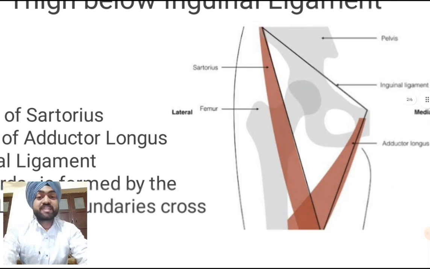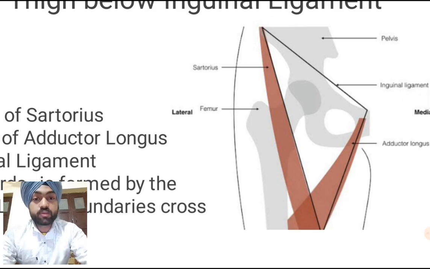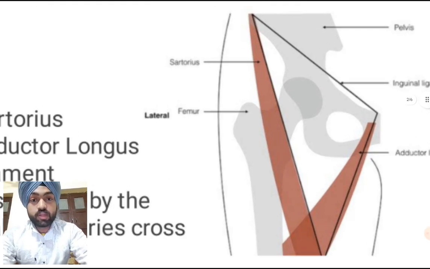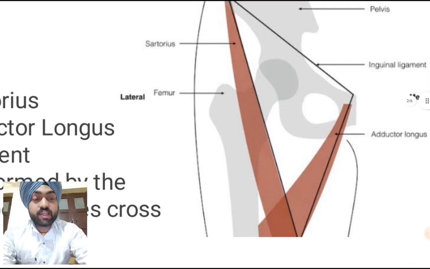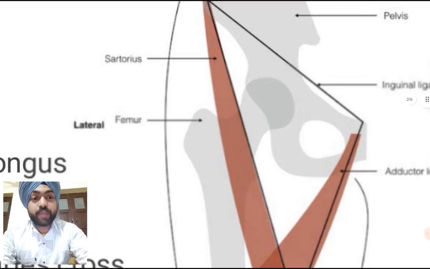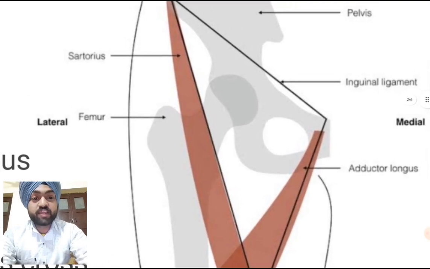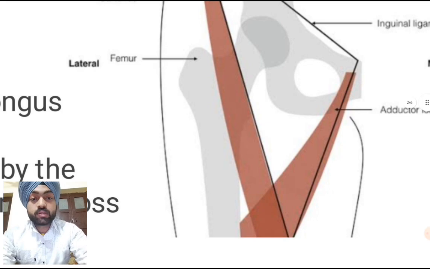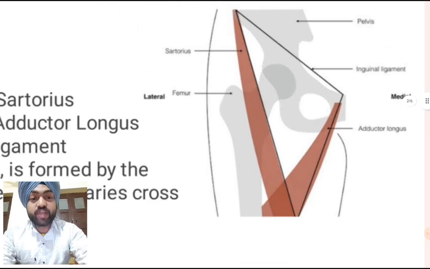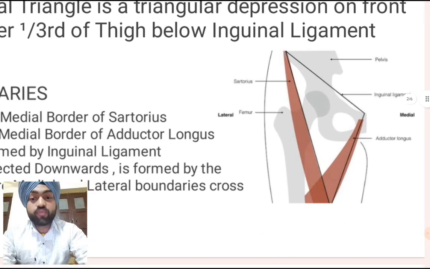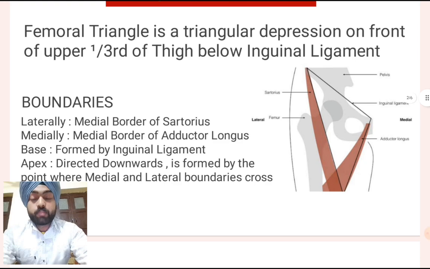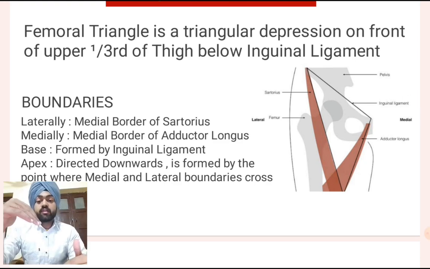As we can see here in this diagram, laterally the medial border of sartorius and medially the medial border of adductor longus muscle. And above here, the base is formed by the inguinal ligament, and then the apex, directly downwards, is formed by the point where the medial and lateral boundaries cross each other.